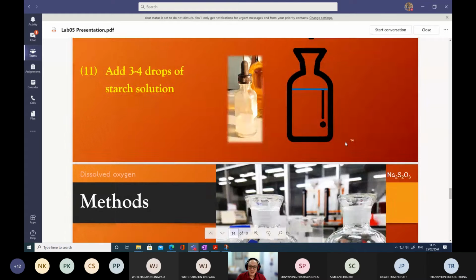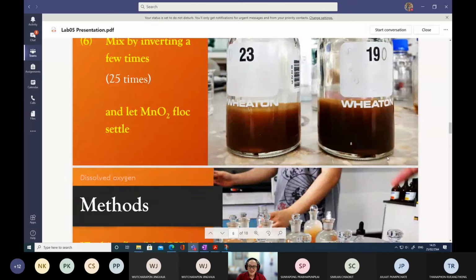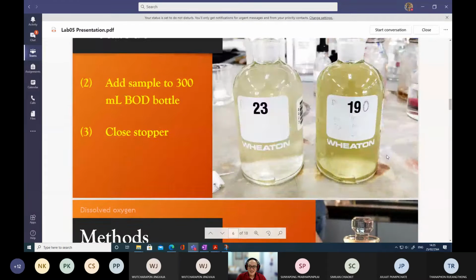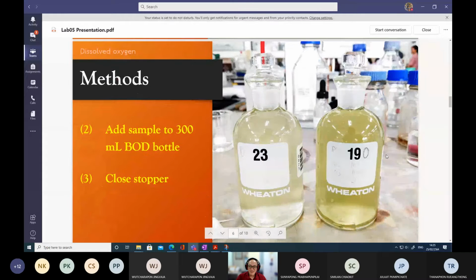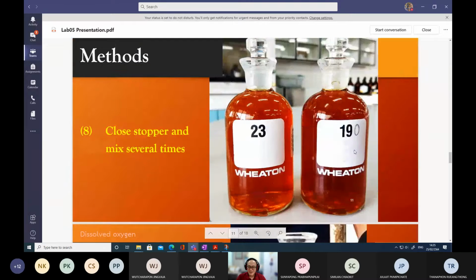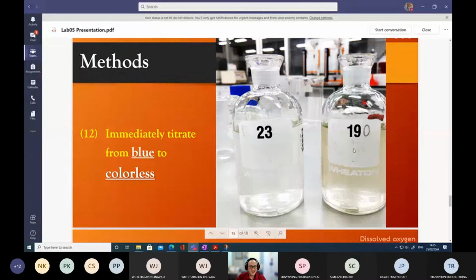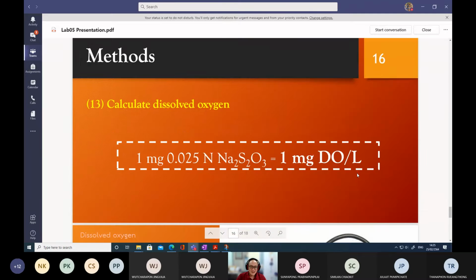Bottle 23 and bottle 19, you can see how it changed. This is the water sample. See this bottle, the original color of this bottle is initially green. That is why at the end, even though we said we have to titrate until it becomes colorless, it's not really colorless because the original color of this sample is not clear. So it just remains like this.